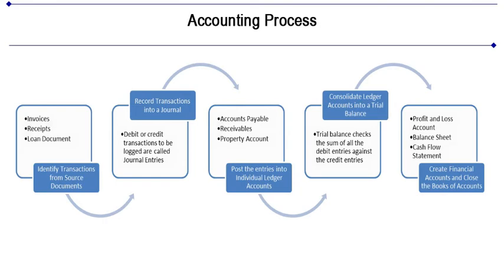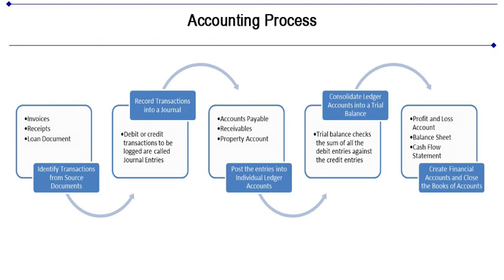Moving on to the process of accounting. Identify the transaction from source documents like invoices, receipts, and loan documents, etc. Then we would record the transaction as a journal entry into a journal. An entry generally consists of the date, the name of the account, and debit or credit transactions. Now we post the entry into the individual accounts in a ledger. Traditionally, the accounts have been represented in T accounts, with debit on the left side and credit on the right side. Some examples of accounts are accounts payable, receivables, and property accounts.